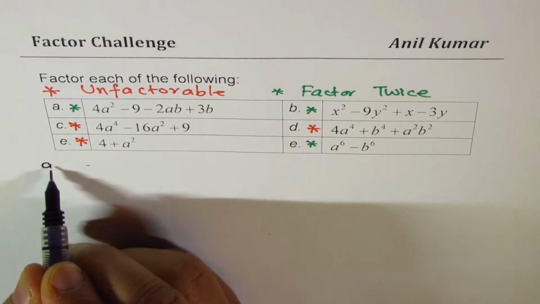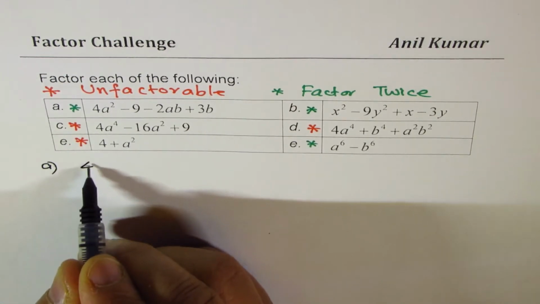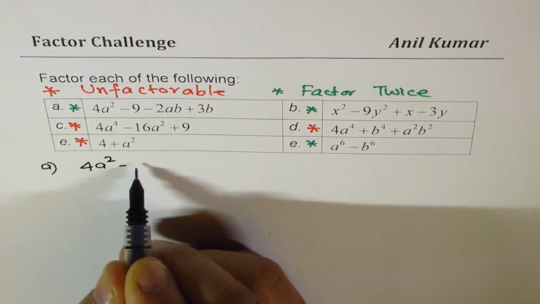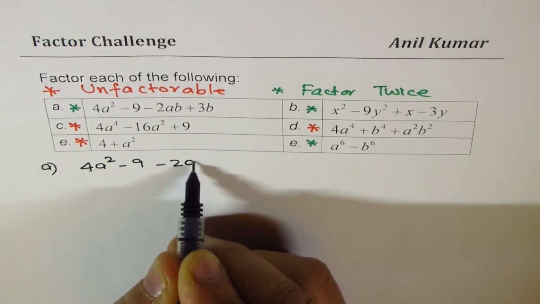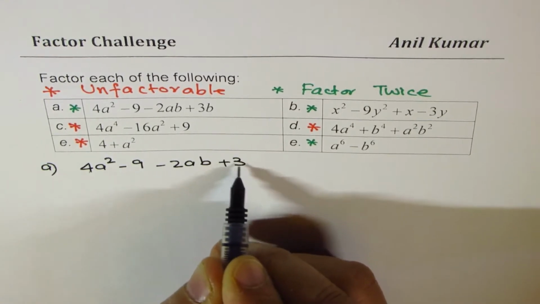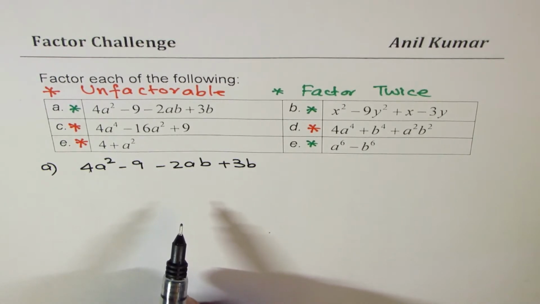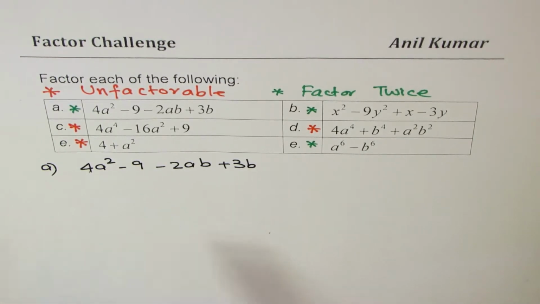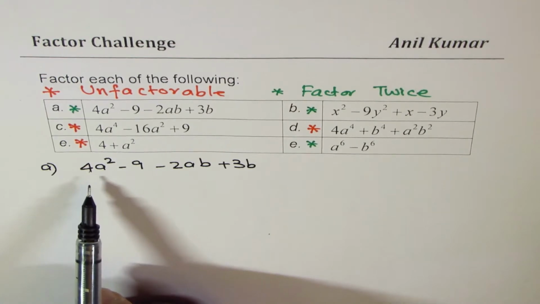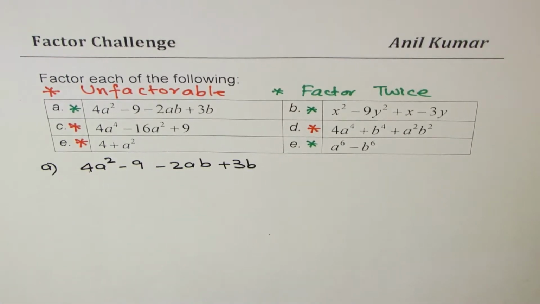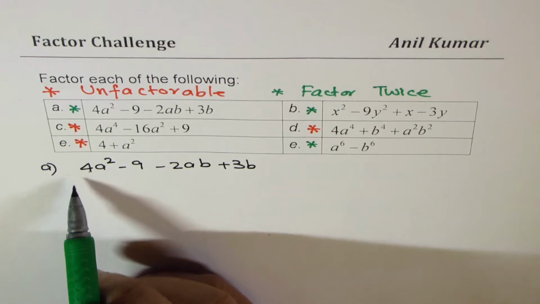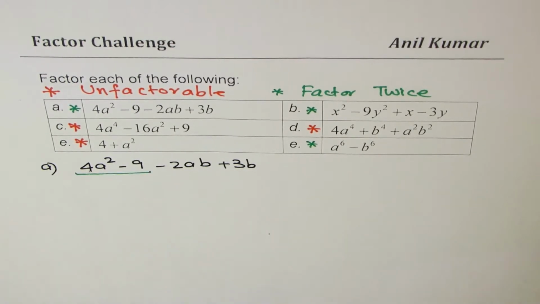So A is 4a square minus 9 minus 2ab plus 3b. You can always pause the video, answer, and then look into my suggestions, right? Now, what you notice here is that the first 2 terms are difference of square, right? These 2 are difference of square. Now, in this exercise, difference of square is the key thing.